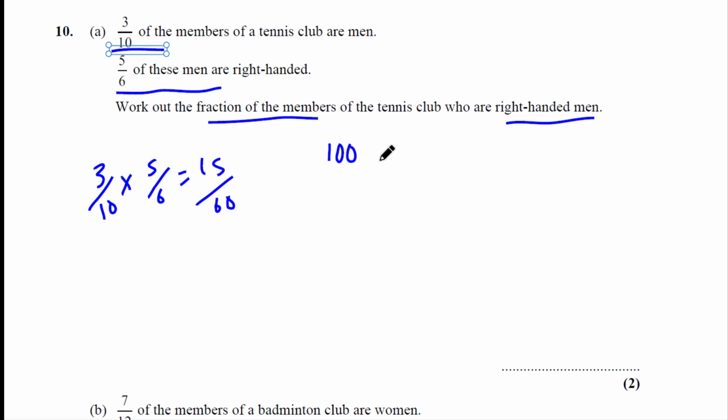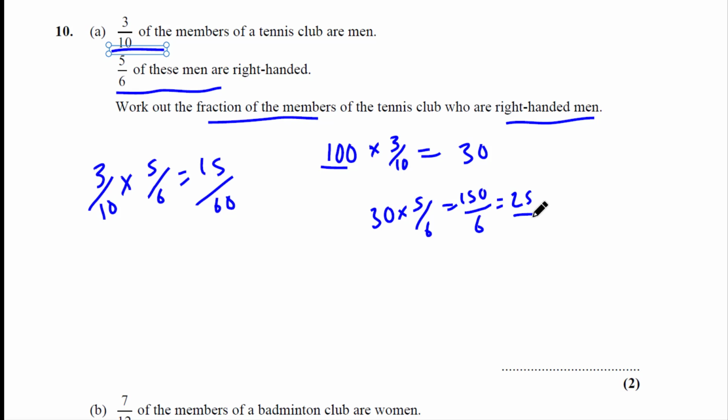Now if that doesn't make sense, I'm just going to use a base number of 100 because it's fractions, so it's all proportional. So 3/10 of them, that's 100 people at the club, that would be 30 men, right? So if you do 30 times 5 out of 6, that's going to be 150 over 6, which equals 25. So that gives you 25 men who are right-handed.